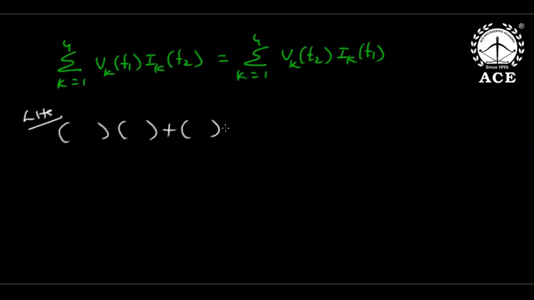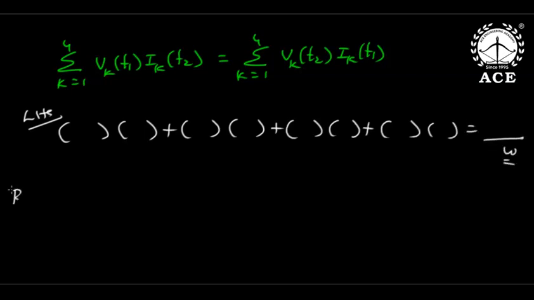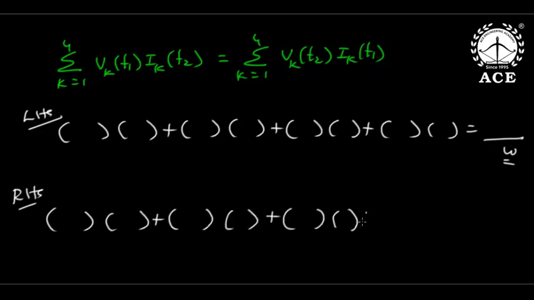For the 4 branches I am writing voltage into current, voltage into current, voltage into current, which is equal to some watts. And on the right side also there are 4 branches in the same LTI network. The network is the same actually, but the sources and excitations have changed.